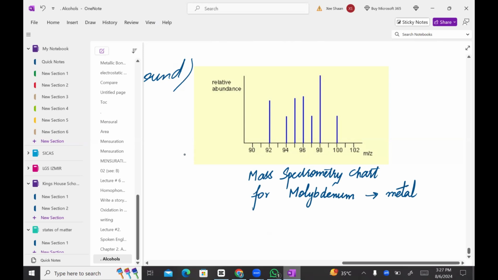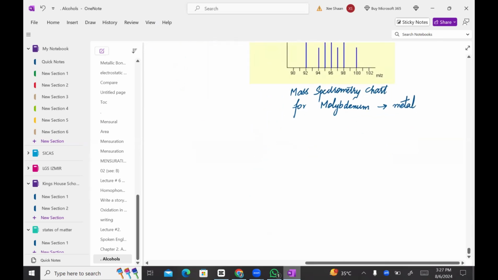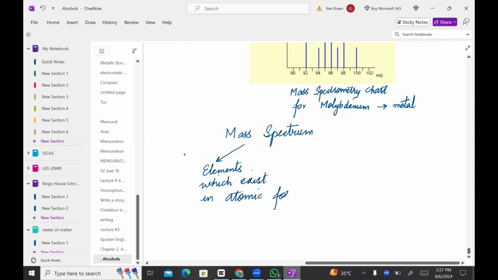Now, before going towards it, I just want to describe one important thing: mass spectra are basically used for two types. The one is for elements which exist in atomic form. The ones which exist in atomic form can either be metals or noble gases. Is that clear? So they can either be metals or noble gases.